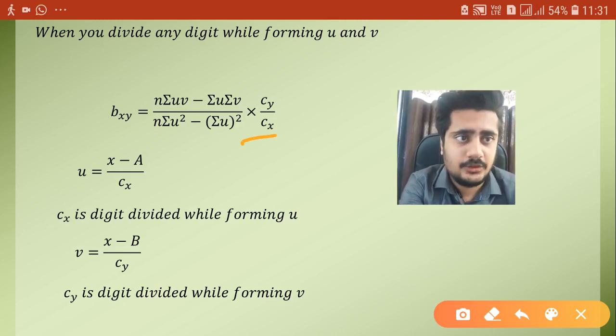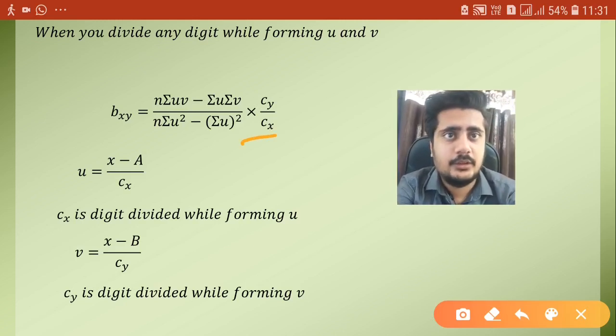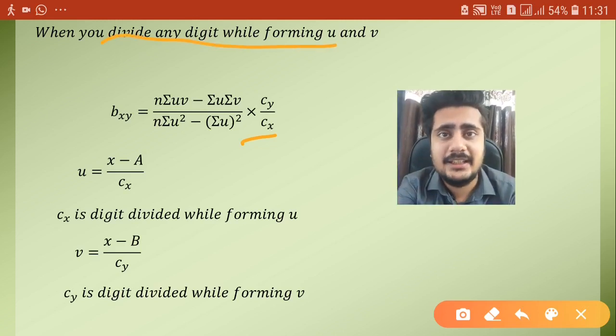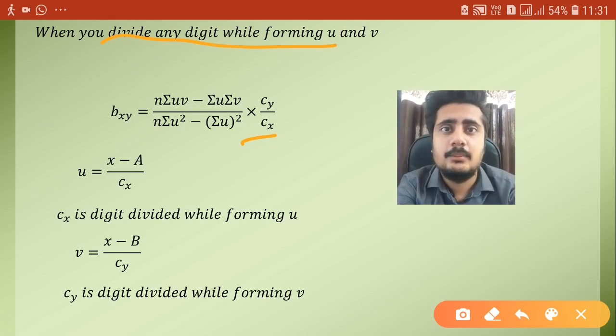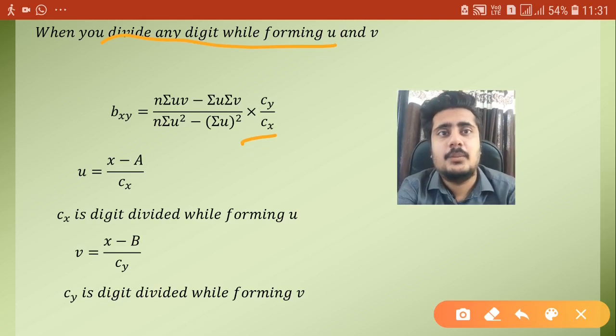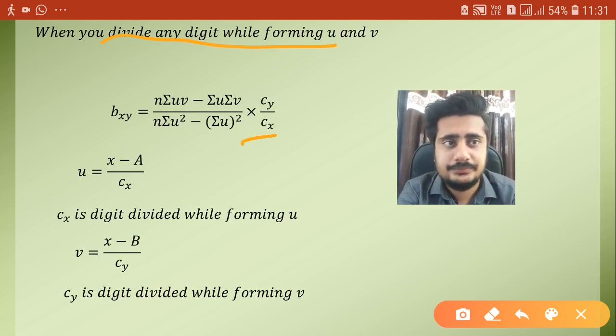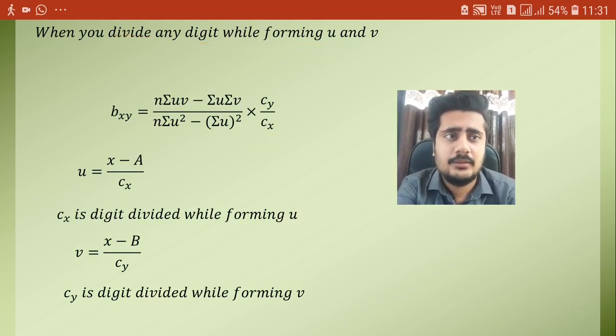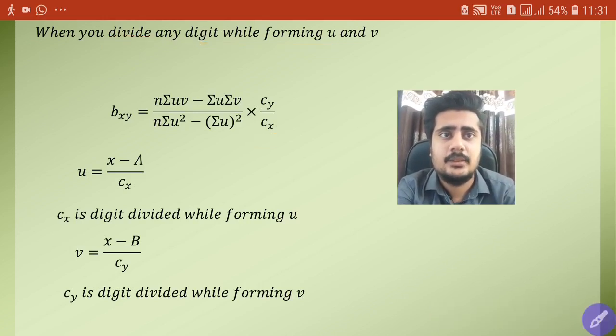Just remember that when you divide any digit while forming u and v, you have to multiply the formula by cy upon cx. Okay, just remember these things. We'll catch up on what these things are in the next sum which we'll be doing now.